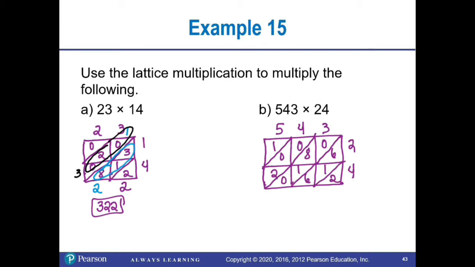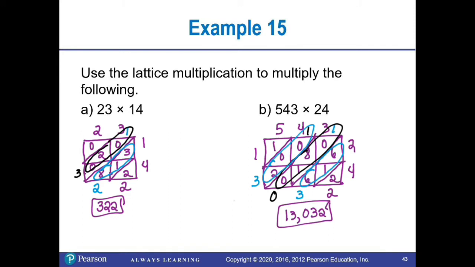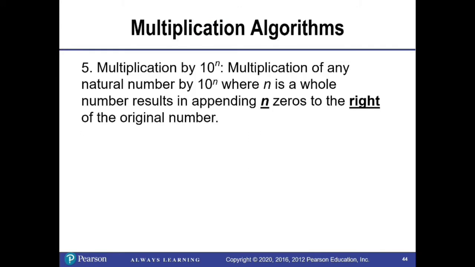Then we add along our diagonal. So we have 2 for the first diagonal. 6 plus 1 plus 6 is 13. I have to regroup and add an extra 1 to the next column. 1 plus 8 plus 1 is 10. Again, I have to regroup. 1 plus 2, and then my last diagonal is 1. So we have 13,032.